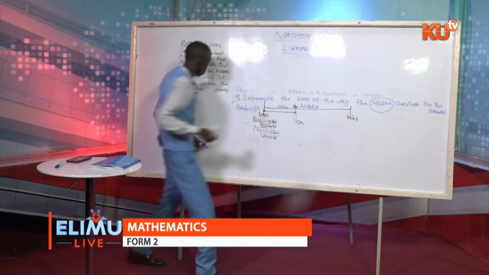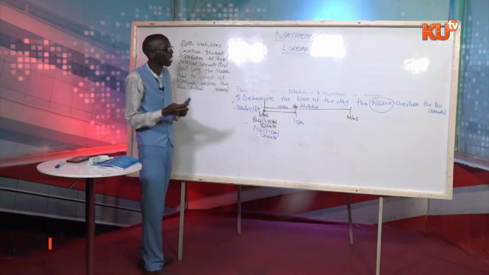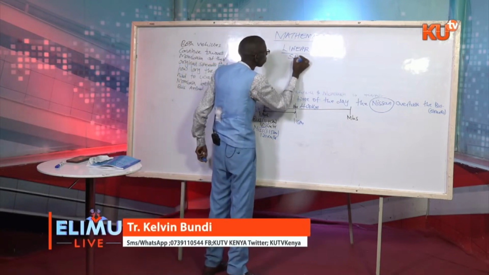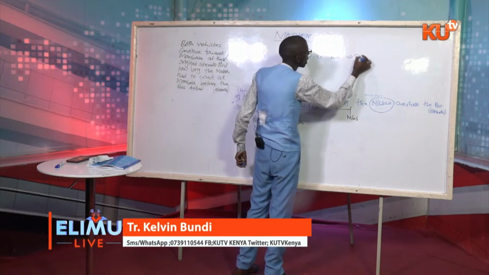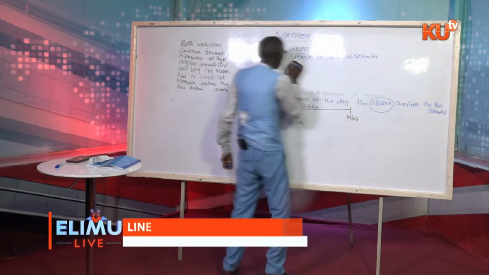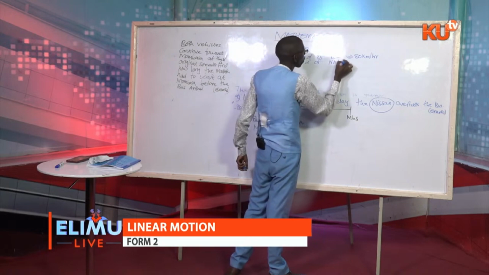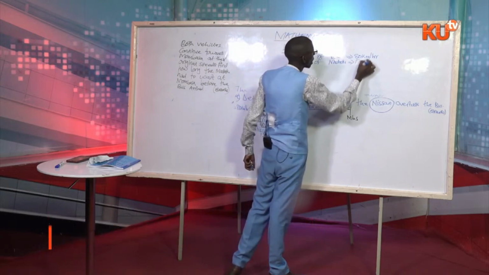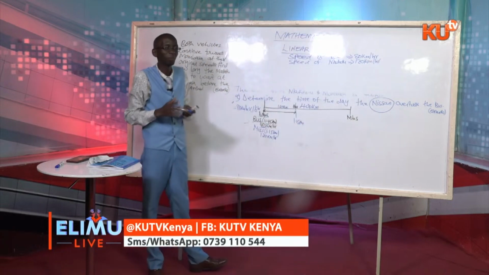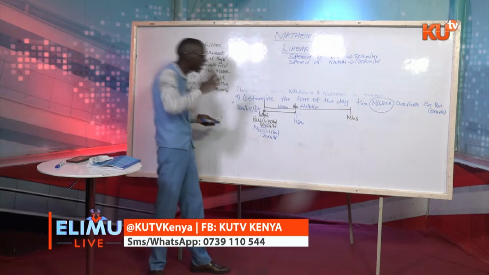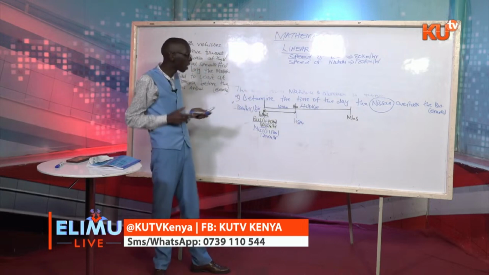So we are told both vehicles continue towards Mombasa at their original speed. What is the speed of the bus? Speed of the bus was 80 kilometers per hour. What is the speed of the matatu? Speed of the matatu was 120 kilometers per hour. So after the Nissan has overtaken the bus, they continue towards Mombasa at the original speed.